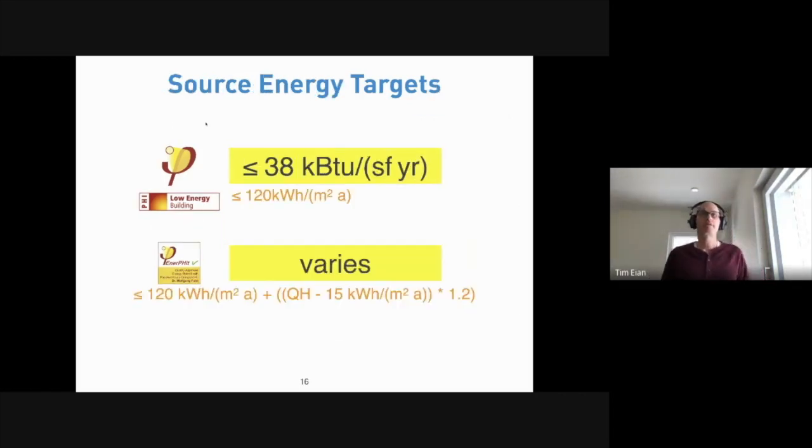Source energy targets: here we're tracking the energy all the way back to where it comes from. So in the case of electricity, if it came from a coal-fired power plant, you would basically look at the loss factors in that supply chain. The reason this is a target that Passivhaus is interested in is because that is generally where pollution is associated. So if we're looking at the carbon footprint, that's where it's actually happening.